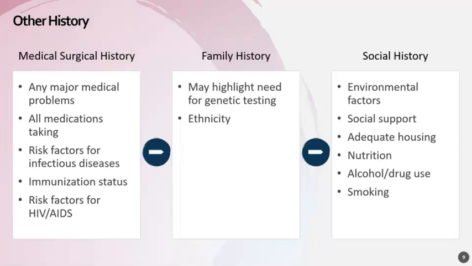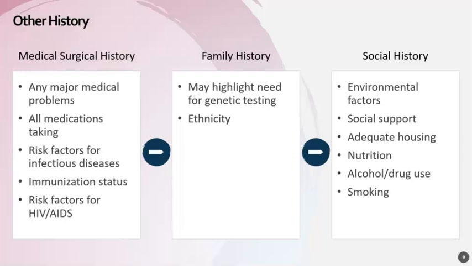Additionally, you will take a family history. That is important because it may highlight the need for some genetic testing. And then ethnicity is also important due to some factors that can be carried based off of a person's race. An example of that would be sickle cell anemia, which is often carried in African Americans.